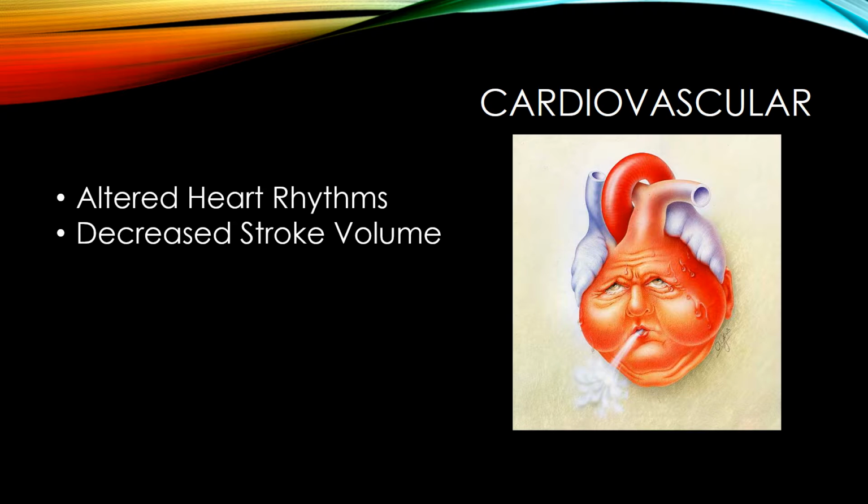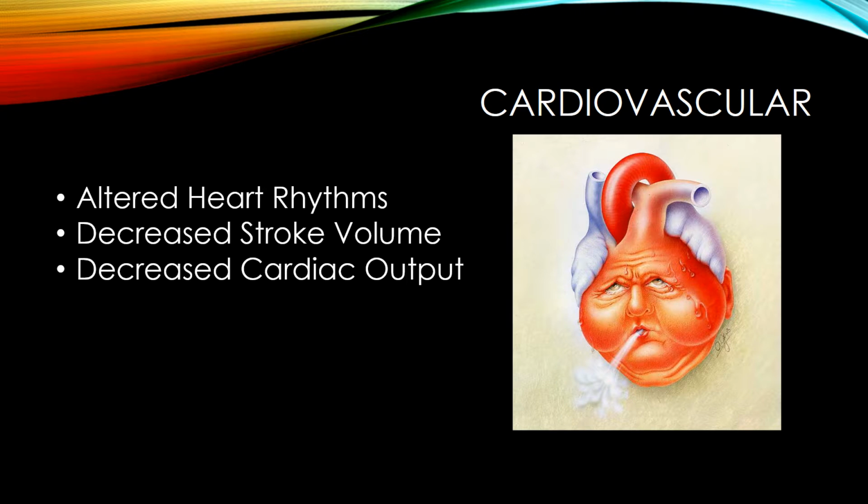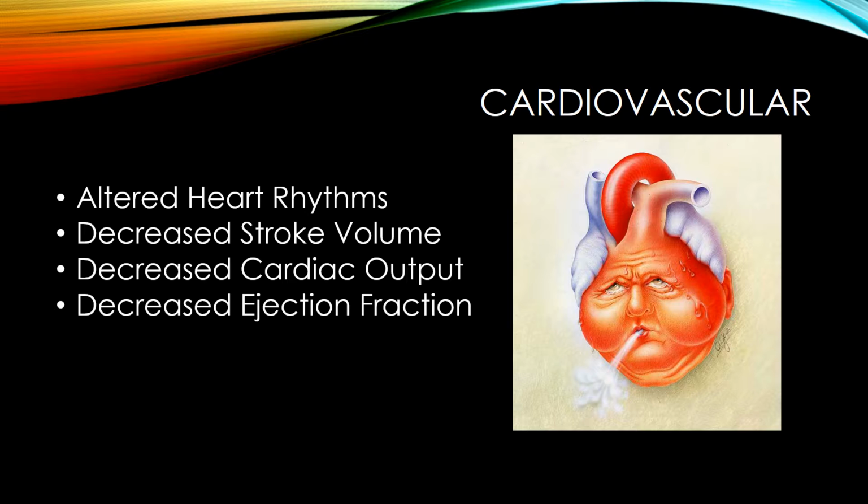Stroke volume, or the amount of blood ejected from the heart with each contraction, is decreased. Cardiac output, the amount of blood that the heart pumps in 1 minute, is also decreased. This amount is determined by stroke volume multiplied by heart rate. Ejection fraction is also decreased. It is calculated by comparing stroke volume divided by the amount of blood remaining in the left ventricle after contraction.